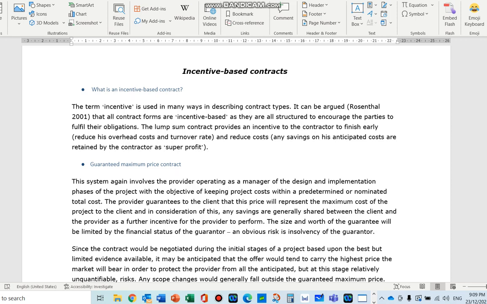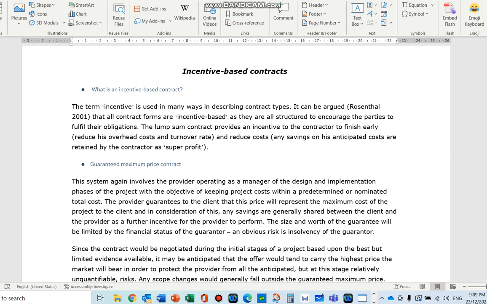So incentive-based contract, the most common one is what you see as guaranteed maximum price, what we call GMP. It's like you are having a lump sum, but you are actually giving an incentive for the contractor if you finish early or if you reduce certain costs from your anticipated budget. So I will share my profit with you.